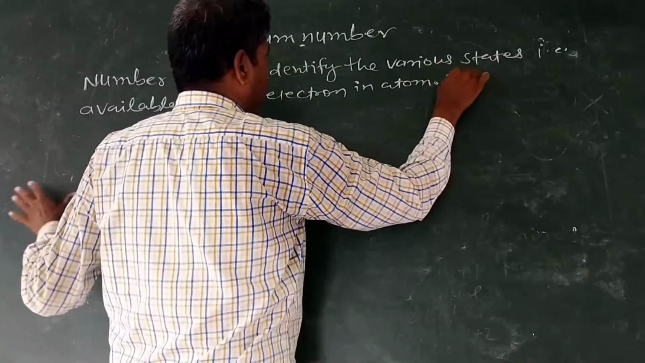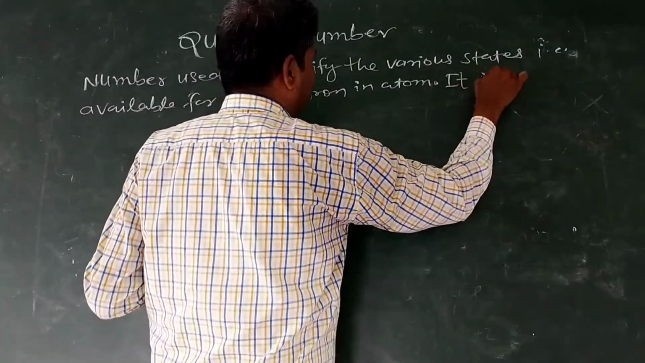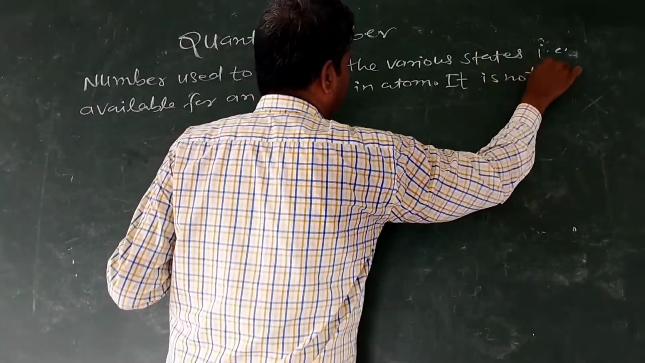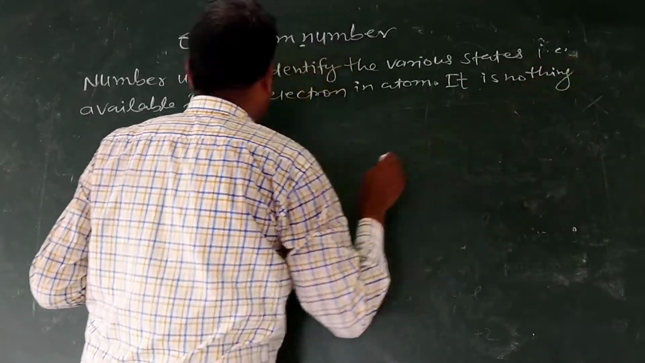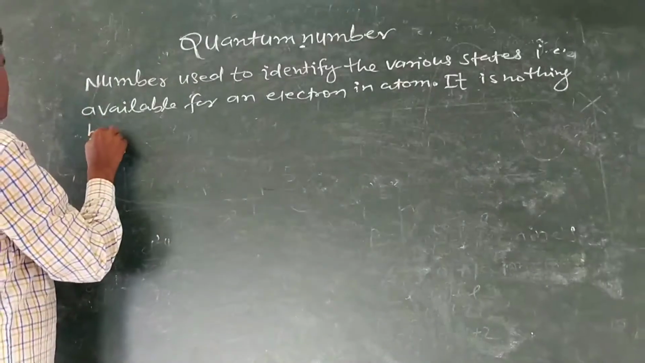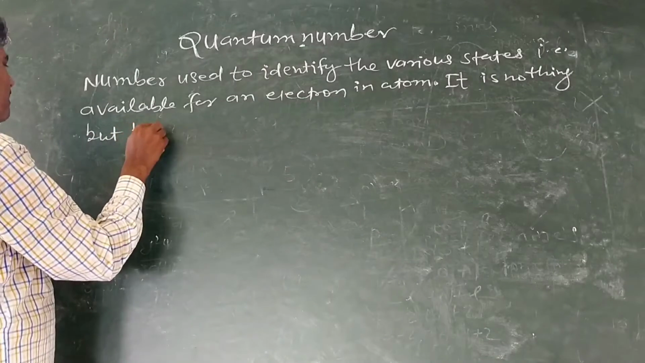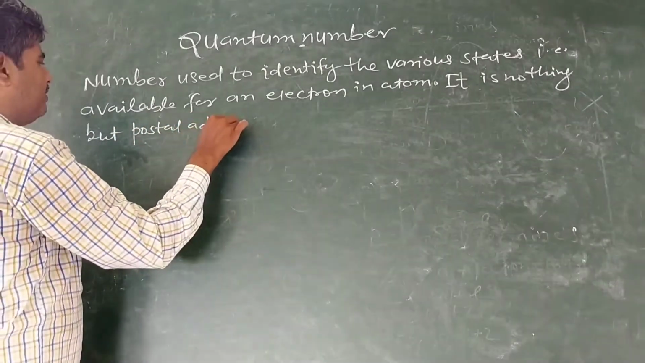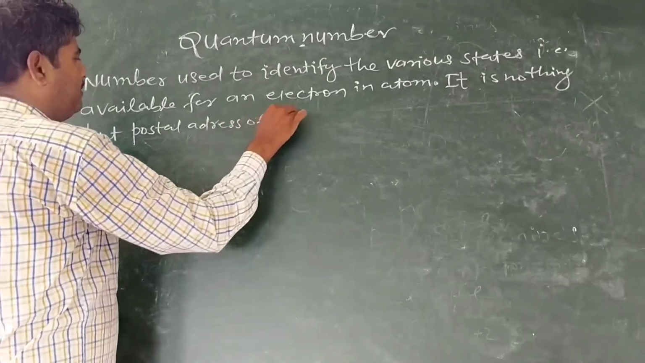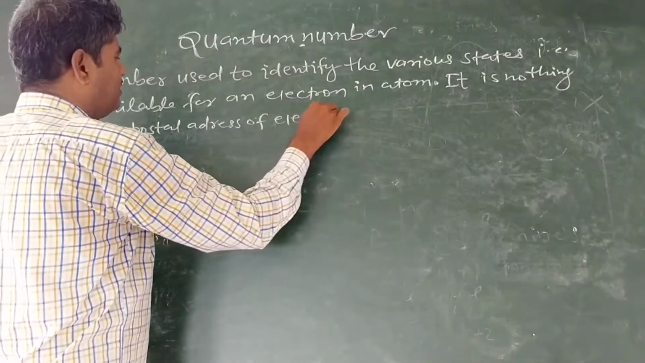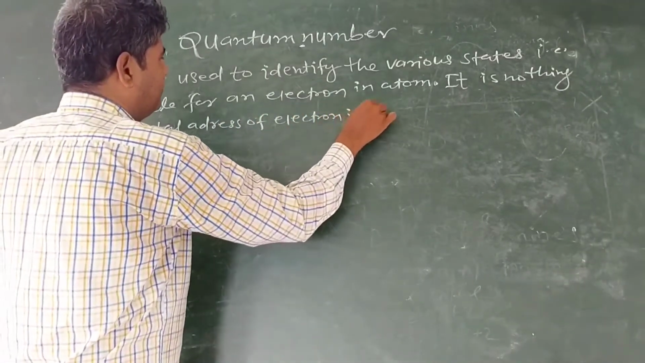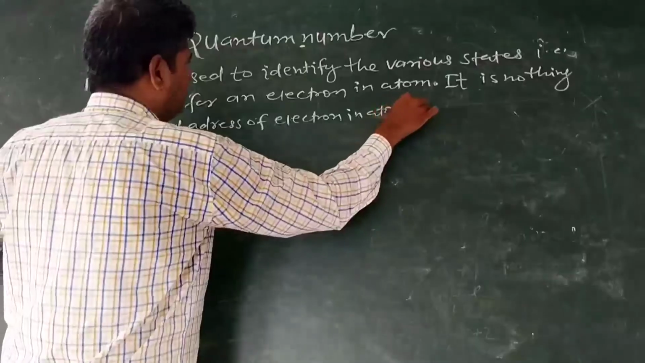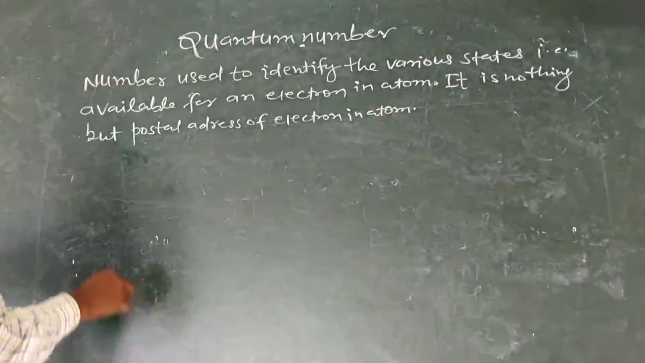It is nothing but the postal address of an electron in an atom. It is of four types.